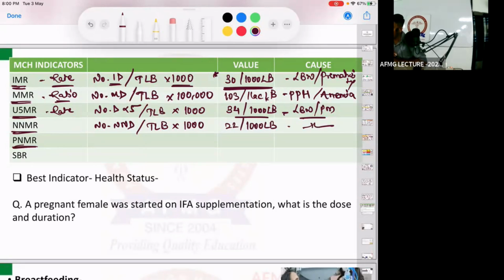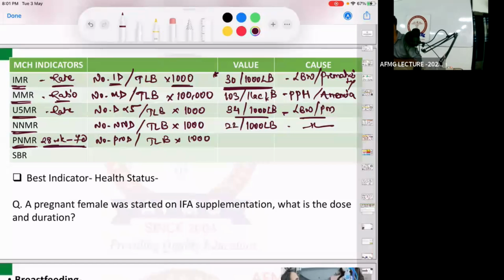Next, perinatal mortality rate. Perinatal mortality means from 28 weeks of gestation, that is the period of viability, till 7 days post delivery. This is called the perinatal mortality rate, and that is called the perinatal period. Here, number of perinatal deaths upon total live birth into 1000 again.